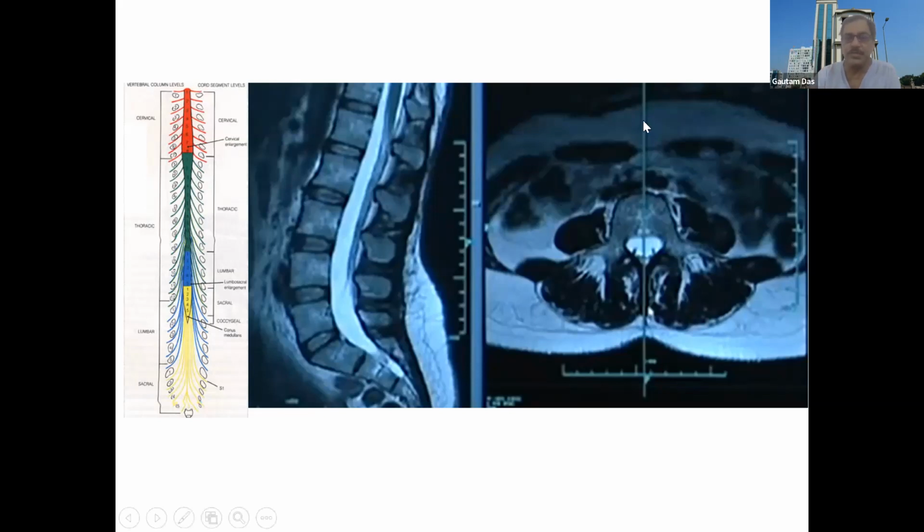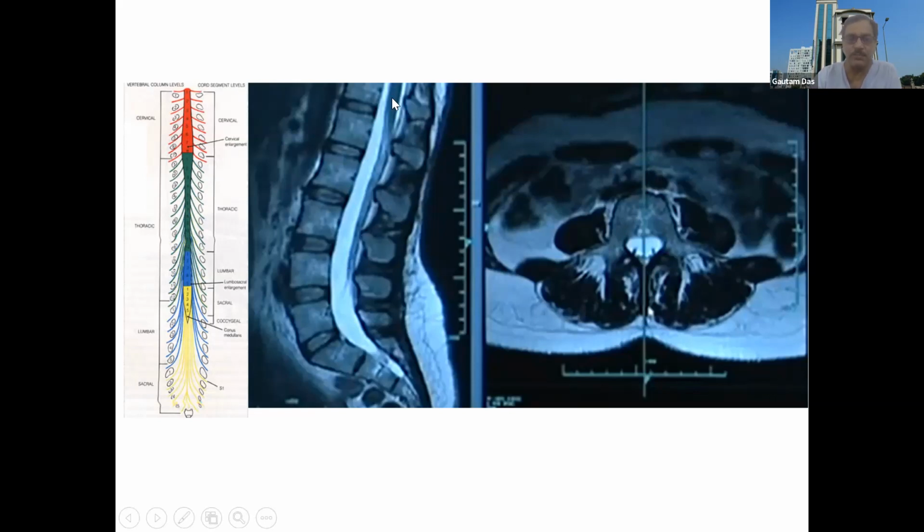Okay, so see here, this line is telling at which level this sagittal image is taken. That means, is it from the midline? Yes, this is from the midline because this is your sagittal image. So if the sagittal image is taken from the midline, how does it look? You can see these are your cauda equina fibers. These are looking black.